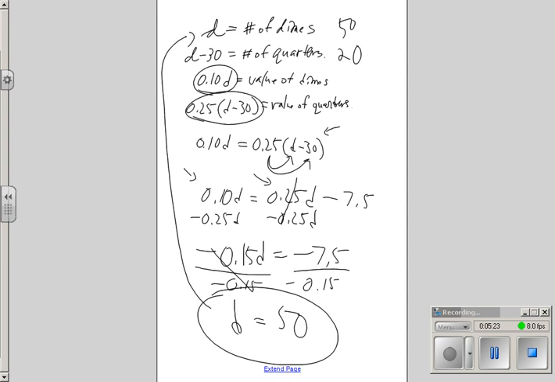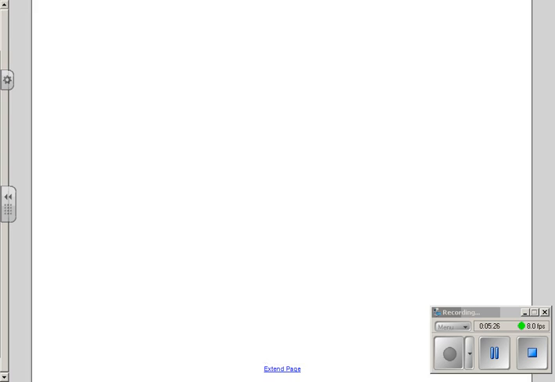So we have 50. Let's look at the next one, which is going to give you a question that is similar, but it's going to require you to use a different method, or the same method. So it says, in a jar of coins, there are 20 more nickels than quarters. The value of the nickels equals the value of the quarters. How many quarters are in the jar? Okay, so give it a go right now.